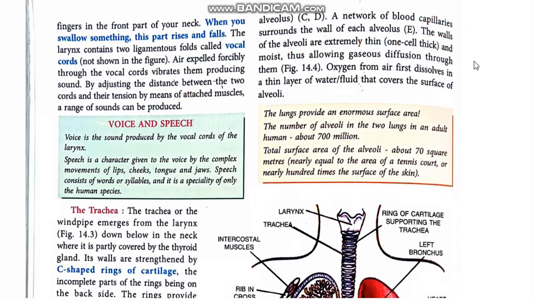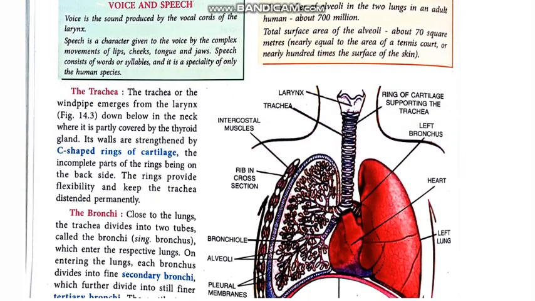Okay, now let me describe to you this diagram. So this is the larynx. Okay, we are starting. This is the trachea, and these are the rings of cartilage supporting the trachea. Now this trachea is divided into bronchi. This one is right and this one is left. This is the left lung and this is our right lung. Okay, and see that on the left lung there is a heart, so the heart is accommodated in the left lung.